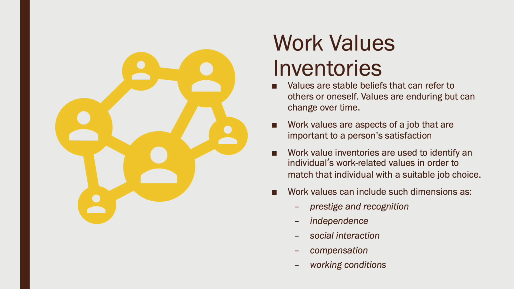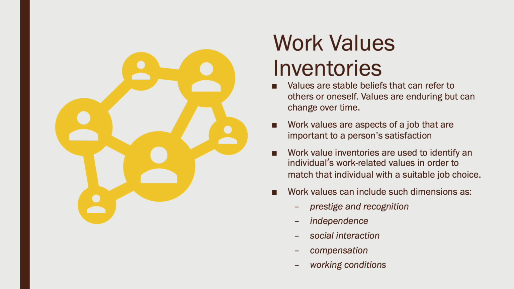And the most widely accepted definition of values comes from the seminal work of Rokeach in 1973, who defined values as enduring beliefs that a specific mode of conduct or end state of existence is personally or socially preferable to an opposite or converse mode of conduct or end state of existence. In this definition, Rokeach regards values as stable beliefs that can refer to oneself or others, like society. Values may be enduring, yet Rokeach also believed that values can change as people learn to make decisions favoring one value over another. Aspects of a job or occupation that are important to a person's satisfaction are called work values.